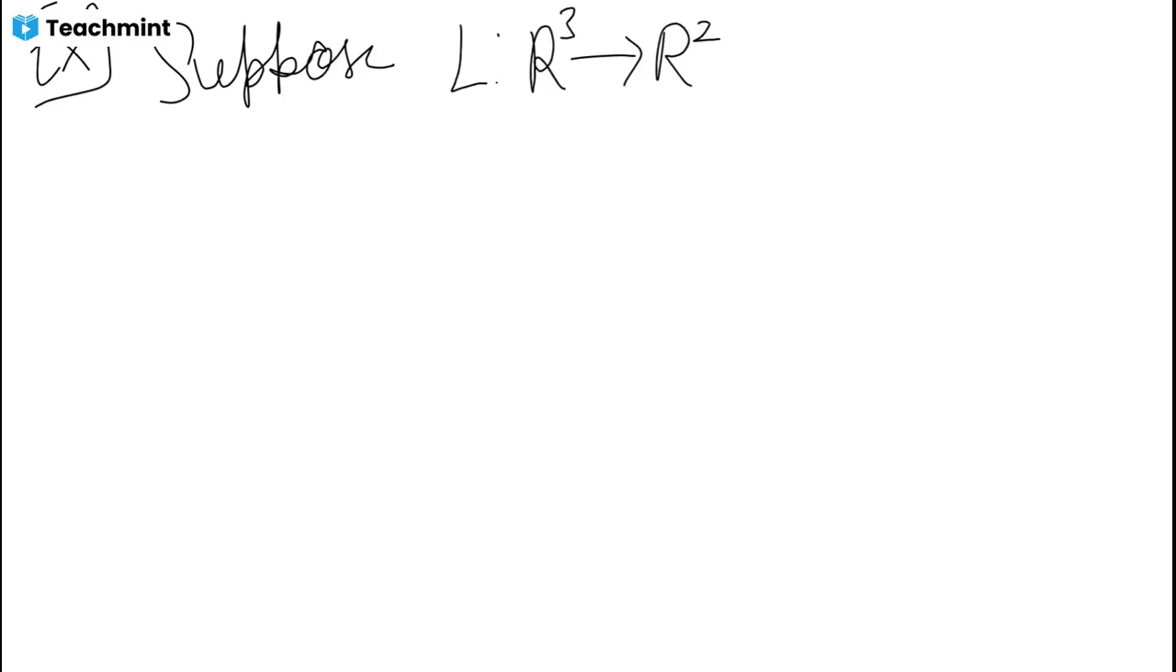Okay. So suppose this example is a mapping from R3 to R2. Now I can't see, ma'am. Just a second. Can you see the whiteboard now? Yes. Hello? Yes, ma'am. Okay.